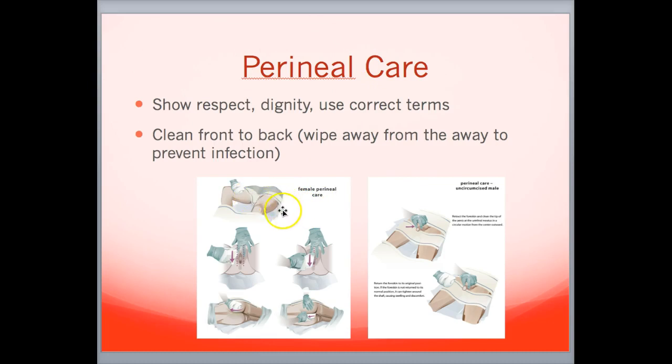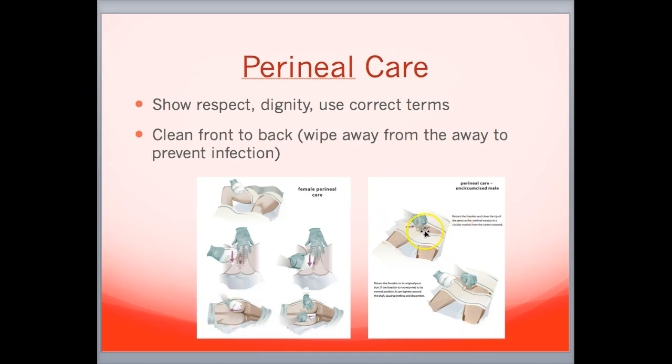Of course, you want to provide privacy as much as possible. So if you have a drape or a sheet or bath blankets, you want to drape it over. You're also changing the bath mitt to a new area, cleaning front to back. Rolling them over, same thing, front to back.